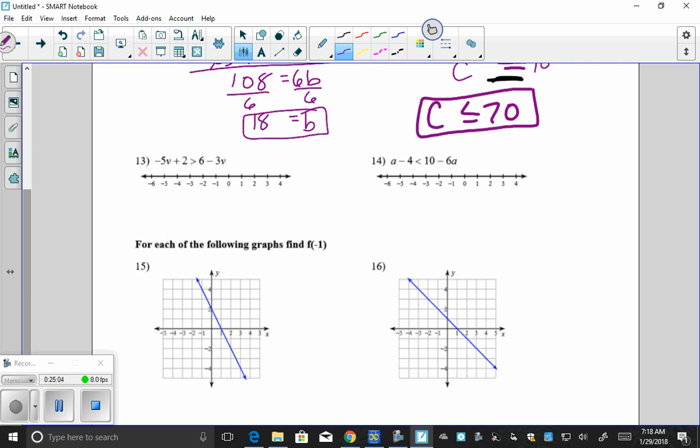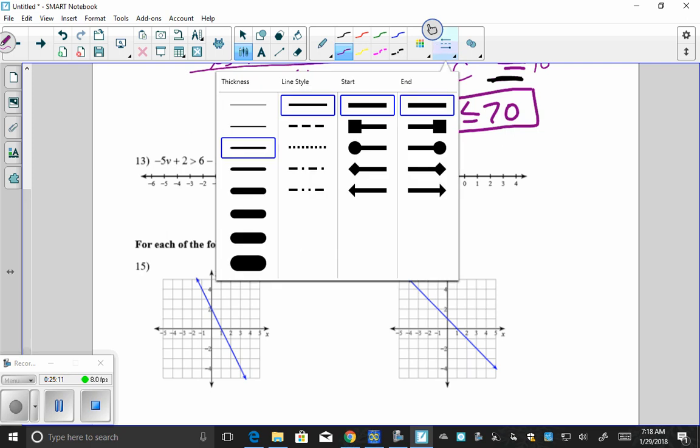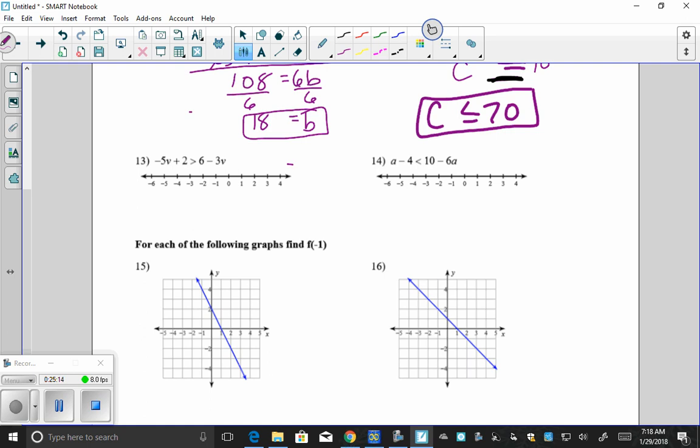Number 13. In order to graph this inequality, you have to get the x or v on the same side and solve it for itself. So if I have negative 5v plus 2 is less than 6 minus 3v, the first thing I'm going to do is add 5v to both sides. Remember, if you make your variable positive, in the end you will not have to flip the sign. So I have 2 is greater than 6 plus 2v.